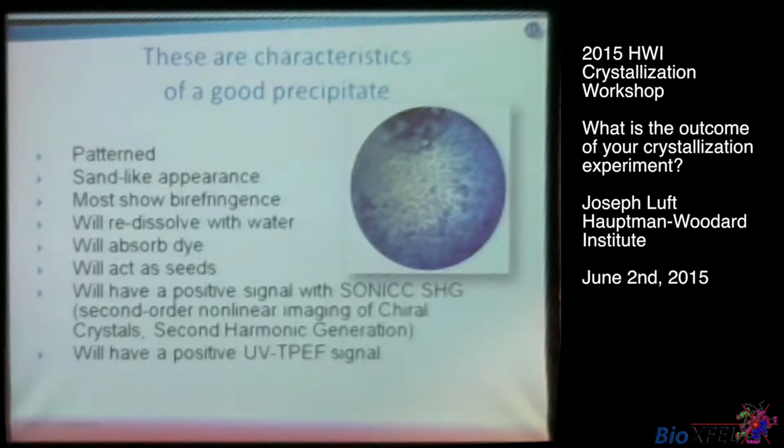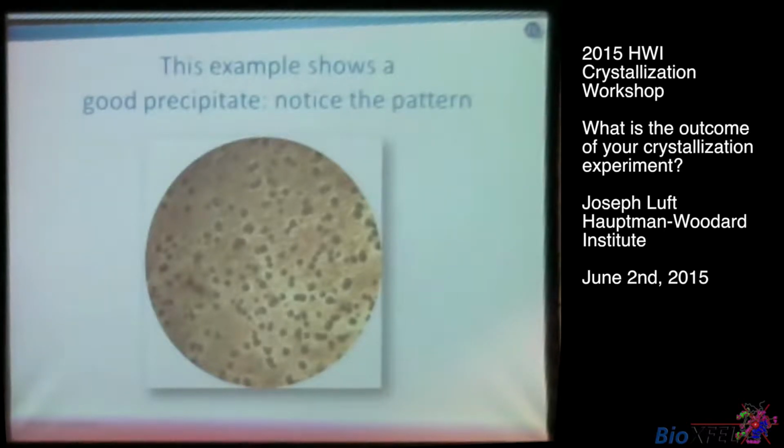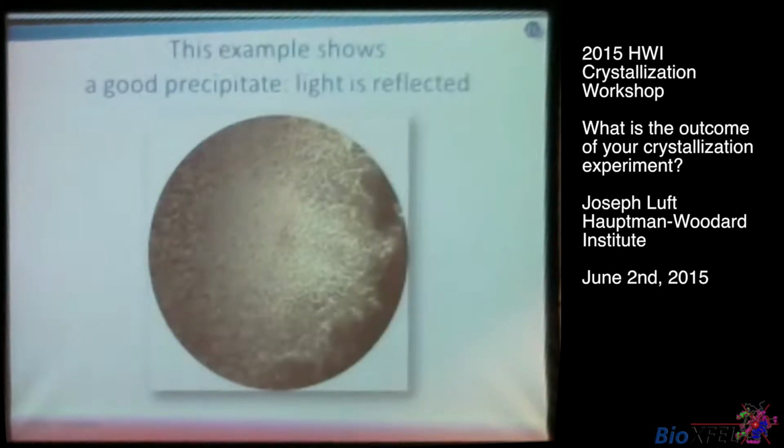If they're chiral crystals, then you actually get a signal from SHG from the Sonic, if you have one available. And they often give a positive UV signal as well, because they're very concentrated protein compared to the amorphous or flocculent precipitates. Okay, so again, there's a nice pattern to this precipitate. You can see that it's not a uniform distribution.